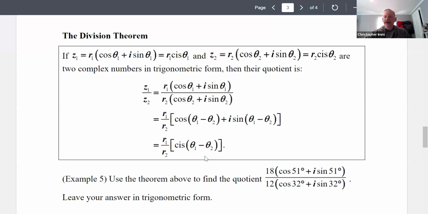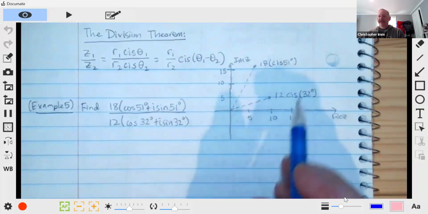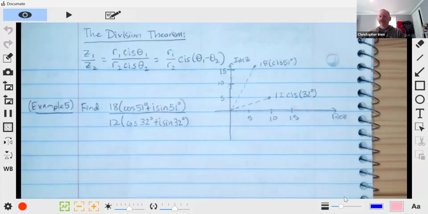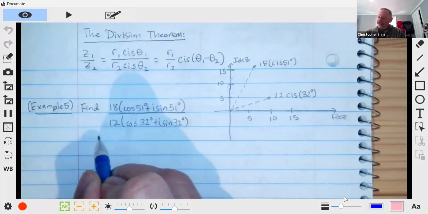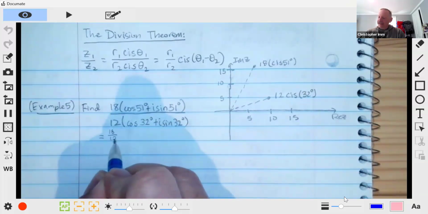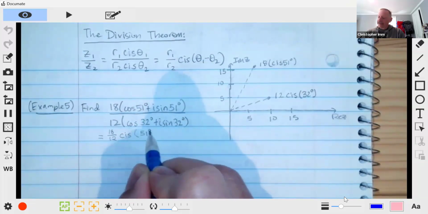So we're going to do a couple of examples here. Let me go ahead and share my doc cam here with you. So here's our theorem, and that first one was we have 18 cis 51 degrees and 12 cis 32 degrees. So these numbers are already in their trig form, and we're going to go ahead and divide. So using my theorem, going to be pretty easy. I have dividing the moduli, I get 18 divided by 12, and then I just subtract their arguments here.